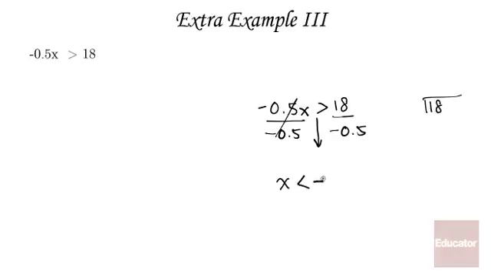I know my answer is going to be a negative, so I'll put that in. And 0.5 I can't divide, so I'm going to move the decimal once. 5 goes into 18 3 times, 15, and it'll go into 30 6 times exactly. So x is less than negative 36.